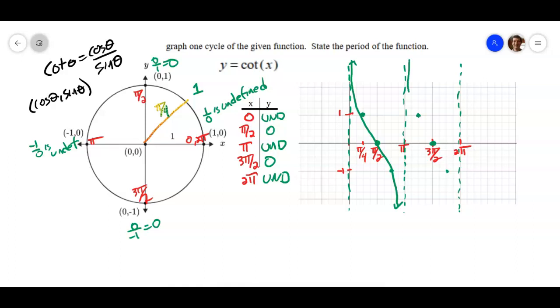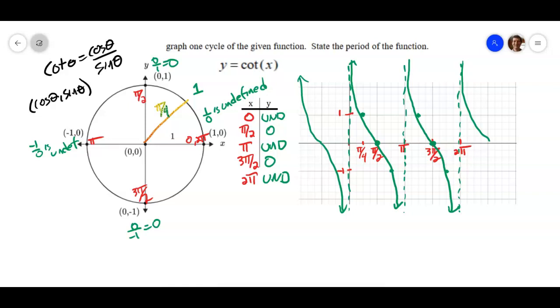So I'm actually graphing 2 cycles, and on and on. It continues on forever. There's an infinite number of these cycles, but the most common cycle is the one that has an asymptote at 0 and an asymptote at pi, and it decreases in between, passing through pi fourths, 1.